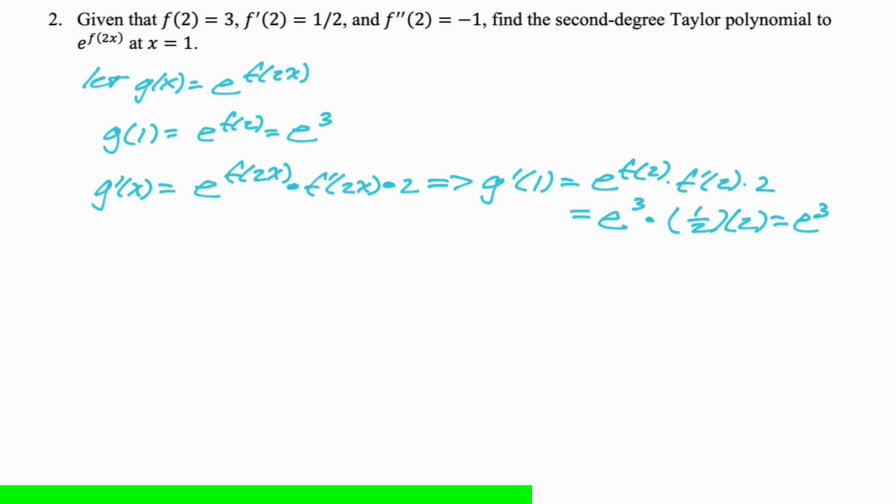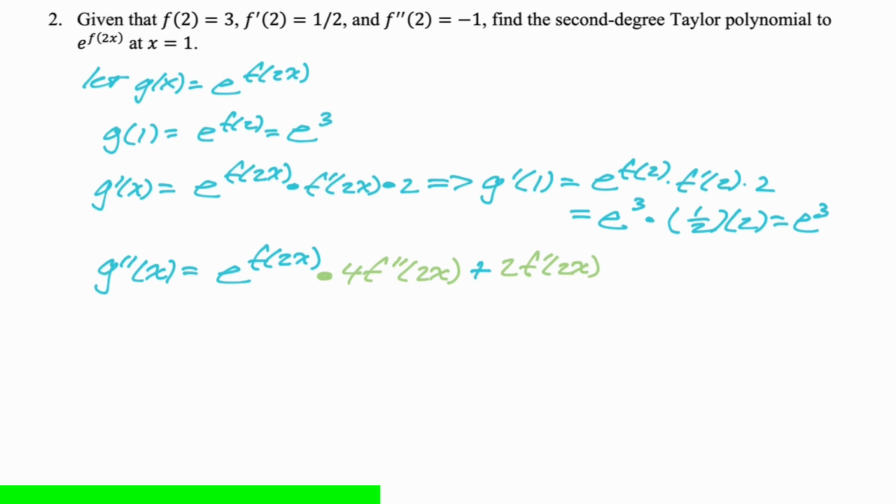We're not that lucky. We got to find g double prime. So for g double prime, we need to use the product rule. So it's going to be first, e to the f of 2x, times the derivative of the second. I'm treating the second as 2f prime of 2x, so its derivative is 2f double prime of 2x times 2, so 4f double prime of 2x. Plus second, which again we're treating as 2f prime of 2x, times the derivative of the first, which we already found because it's just e to the f of 2x again. So that's 2e to the f of 2x times f prime of 2x.